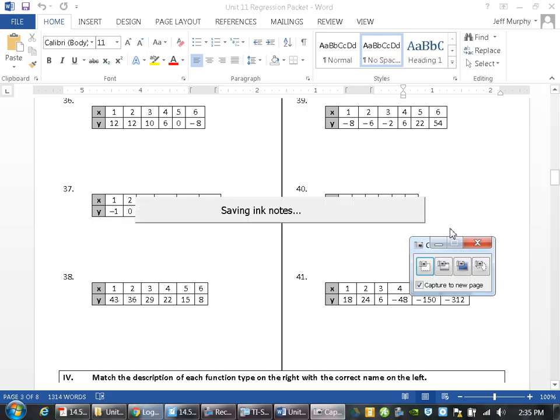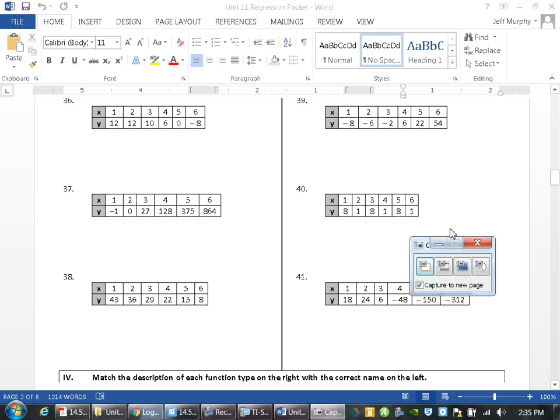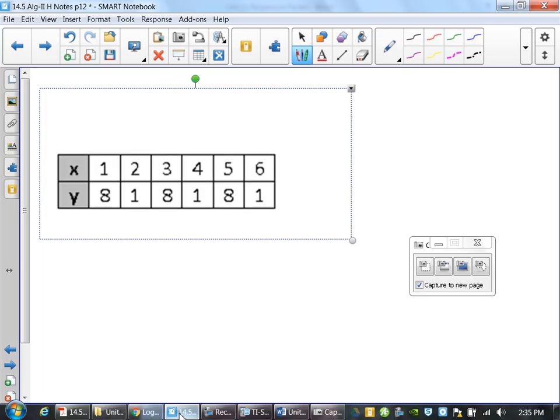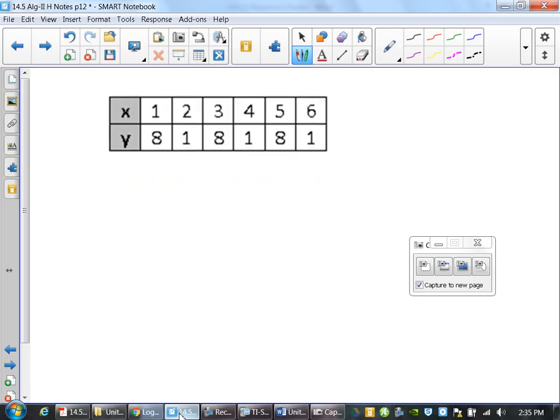When I'm looking at 40, isn't this just oscillating up and down? It'd be sinusoidal. Does it ask you to write the formula? No. It would be sinusoidal because of the oscillation. It just oscillates between the two values. So every other one is boom, boom, boom, boom, boom. Okay, I didn't know if there was anything else. No, that's it.